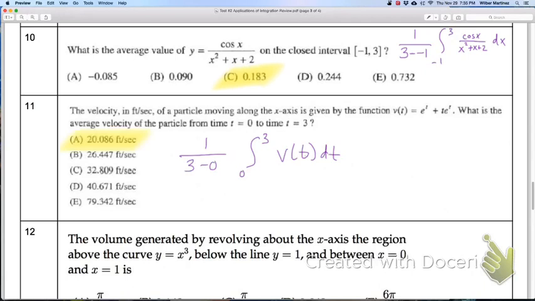When I put it in my calculator, I got answer choice A, 20.086.